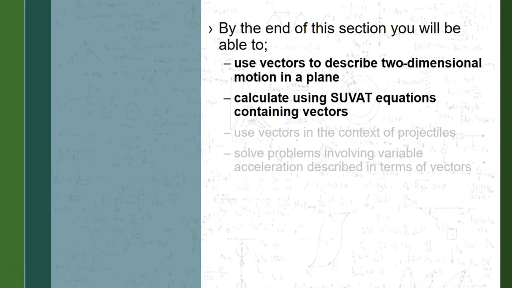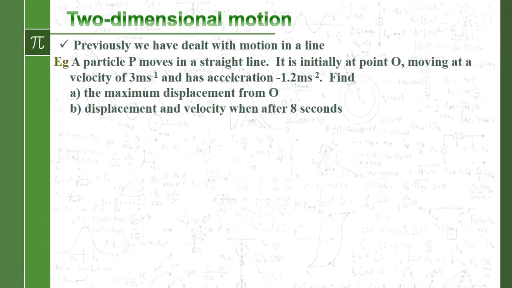So here we go. First video, we're just going to be looking at using vectors to describe two-dimensional motion, whereas in Year 1 it was just one-dimensional, and looking at SUVAT equations with vectors. Okay, so let's just have a quick recap of what we did in Year 1. So we've got a SUVAT question here with motion in a straight line.